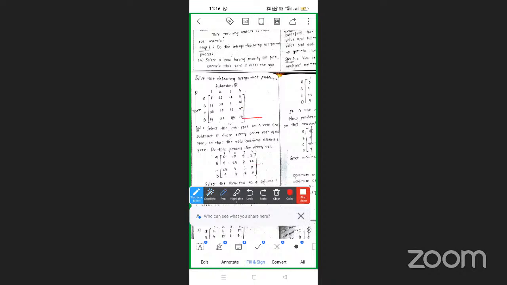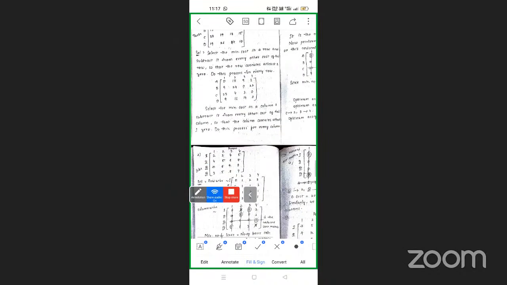Next, in the fourth row the least element is 10. So 19 minus 10, 9. 26 minus 10, 16. 24 minus 10, 14. 10 minus 10, 0. So this is the row reduction. This is called the row reduction matrix. Next, we can apply column reduction.